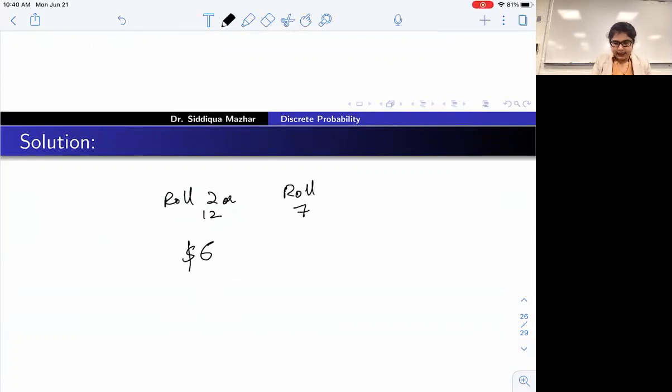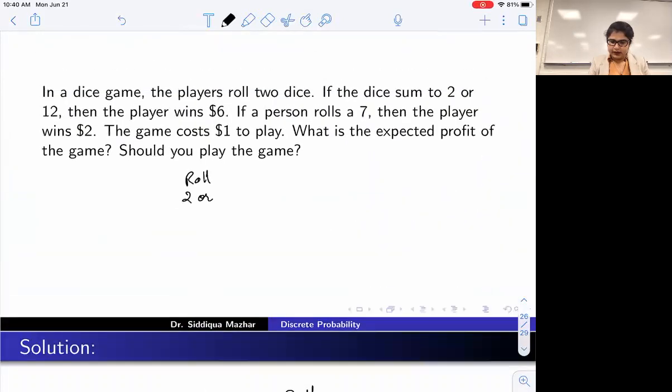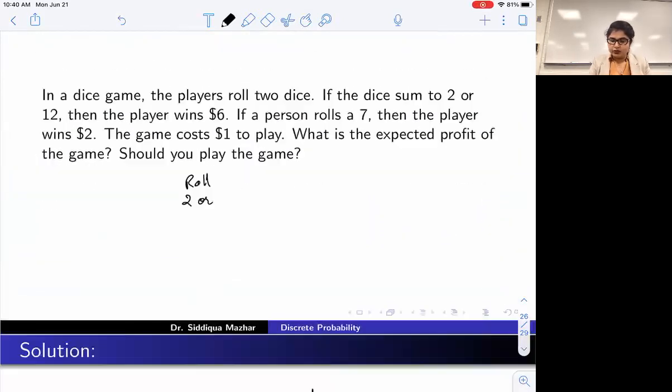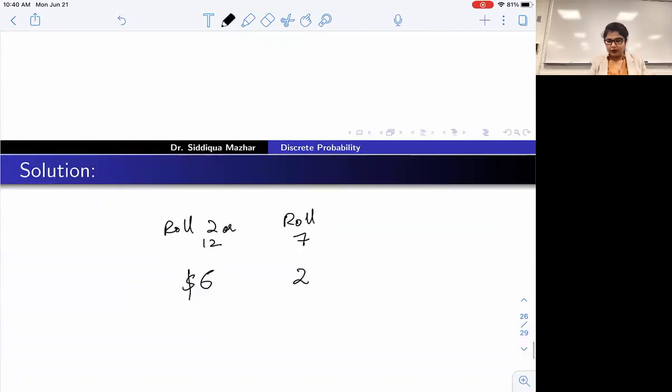So if he rolls a 7, then he is going to get the amount of $2. So the player wins $2. It means $1 is the profit, because $1 he paid to play, and $1 on top of it. And he is not getting anything for the rest of the outcomes. So it means 0. This is our Y.